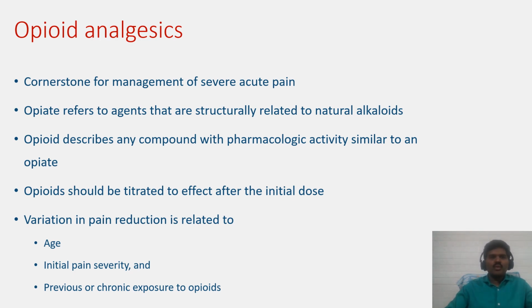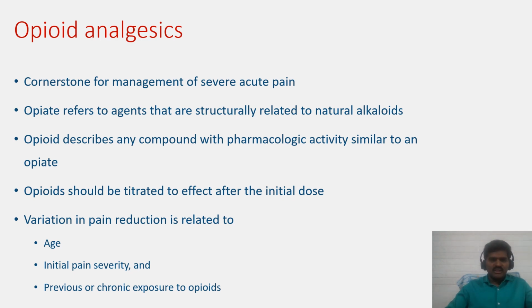First, let us focus on the opioid analgesics. They are the cornerstone for management of severe acute pain. Opiate refers to agents that are structurally related to the natural alkaloids, whereas opioid describes any compound with pharmacologic activity similar to an opiate. Opioids should be titrated to effect after the initial dose.